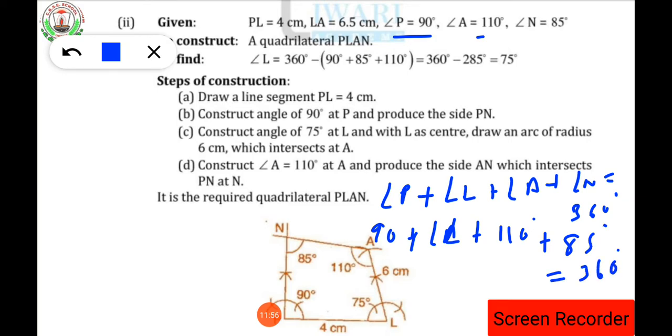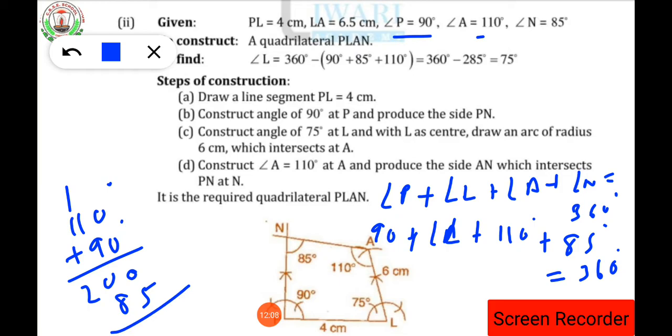Now, 110 degree plus 90 degree is how much? Addition of this, it will become 200. Then the third angle, angle N, that is 85. Add it, so total it will become how much? 285 degree.